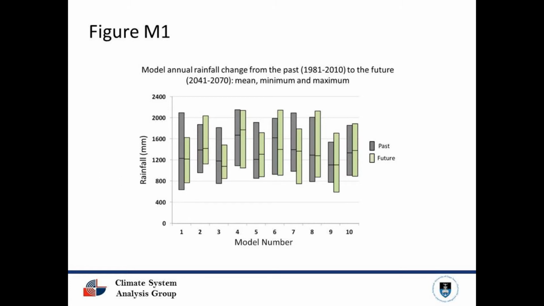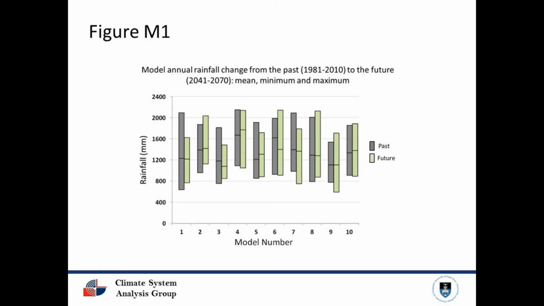So let's have a look at model 1 on the left. We have the minimum rainfall in that 30-year period of the past was around, that looks about 650 millimeters to around 2,100 millimeters for the maximum, and the mean is just over 1,200. And in the future, the minimum increases somewhat, the maximum decreases substantially, and the mean shows very little change for model number 1. And we have this for 10 different models.